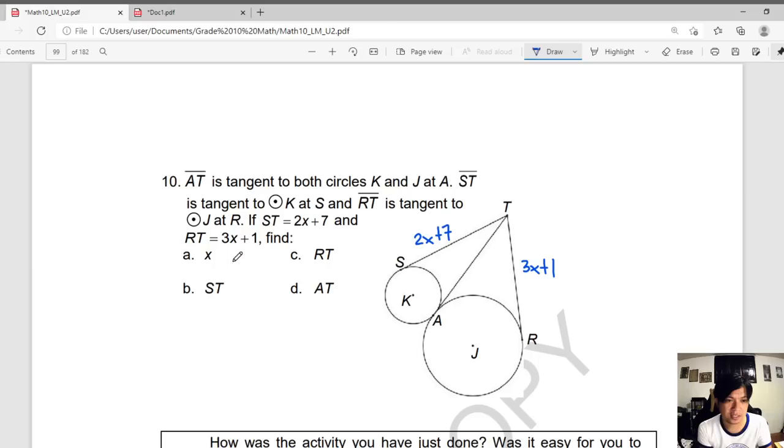So, remember the theorem that two segments are congruent if they have a common exterior point. So, this one, this one, since they have a common exterior point, right? That means this tangent and that tangent are congruent. This tangent and that one are congruent. So that means all of them are congruent. They are all congruent.